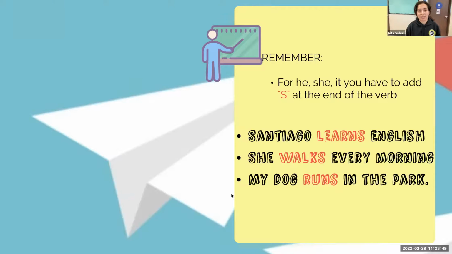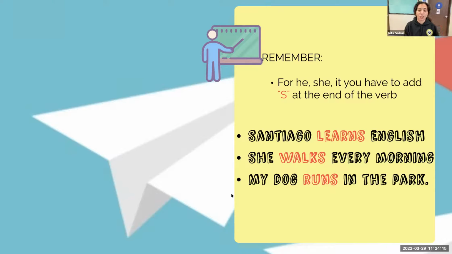If I were to say I instead of my dog, what would the sentence look like? I run in the park. And for people who are listening online, you can pause the video, answer the questions in the comment box below, and then continue on with the video.